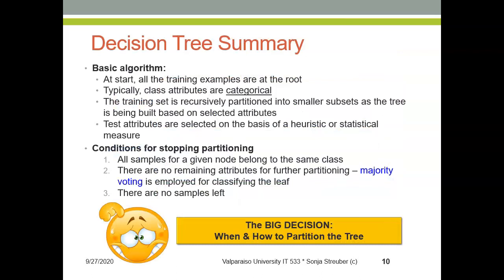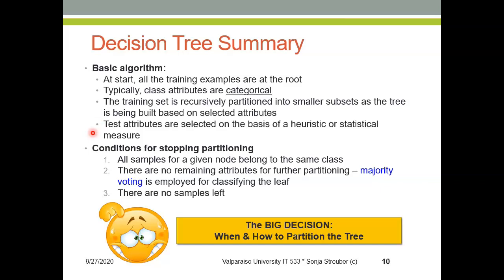All right, let's summarize. Our basic decision tree assumes that at the start, all training examples are at the root, and that the class attributes are categorical. If they are continuous, we're looking at a regression tree. Our algorithm partitions our training set recursively into smaller subsets as the tree is being built, and that is based on selected split attributes. These split attributes or test attributes are selected based on a heuristic or a statistical measure.